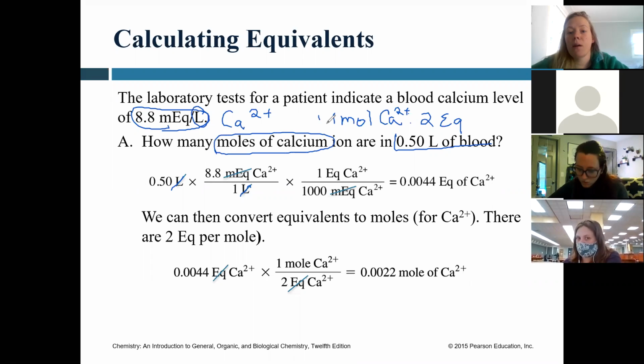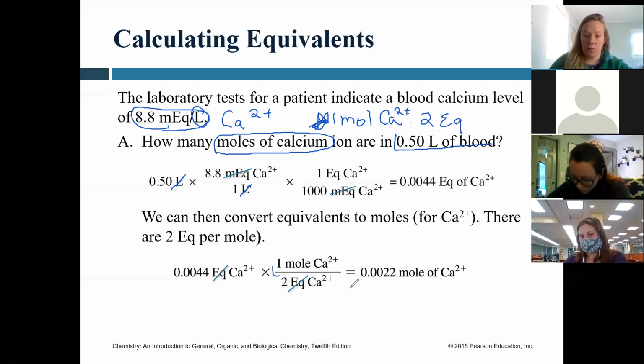So how will I calculate that? Well, I use this thing right here, which says for every mole of the calcium, it's equal to 2 equivalents. So I have my equivalents, 0.0044 equivalents of calcium. I multiply it by that relationship that says 2 equivalents for every 1 mole, and we're able to get our molar value. Or we can find out that in this person's, if we have half a liter of their blood, we would expect to see 0.0022 moles of calcium.